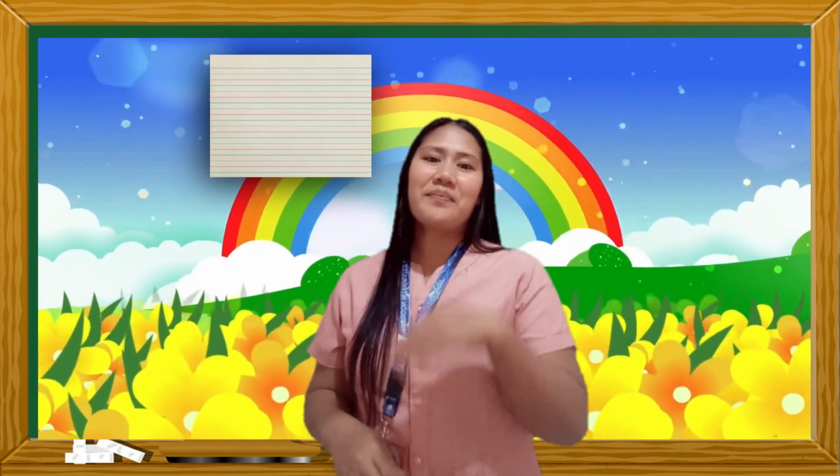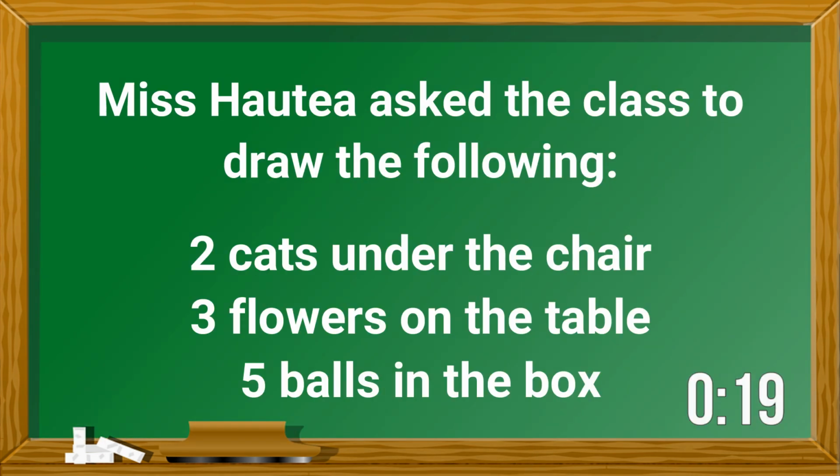Please get a piece of paper and a pencil. For your additional activity, can you please draw the following? Draw two cats under the chair, three flowers on the table, and five balls in the box.